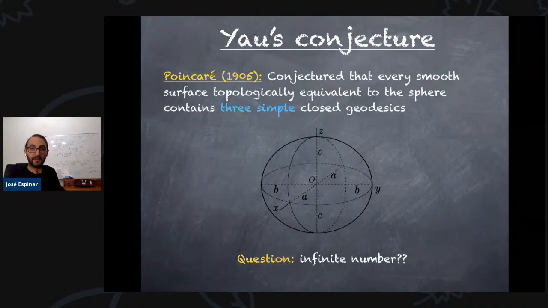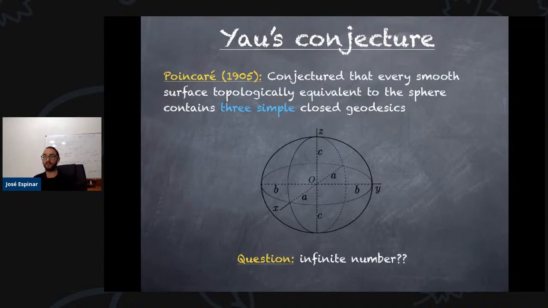And this started with an old problem by Poincaré on geodesics, right? Poincaré asked the following question: given an ovaloid, a symmetric ovaloid in R3, is there always a simple closed geodesic? And actually he asked, do we have an infinite number of them?